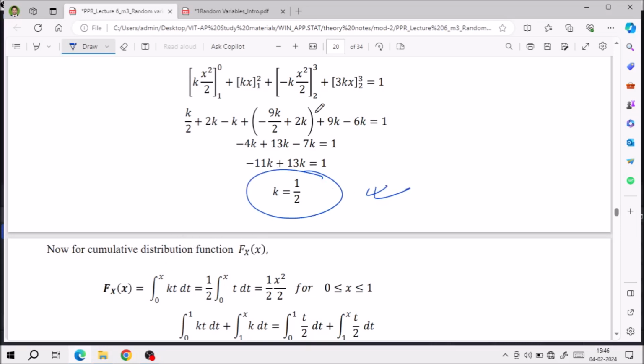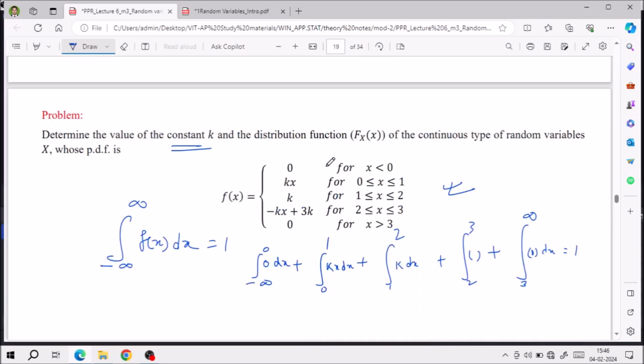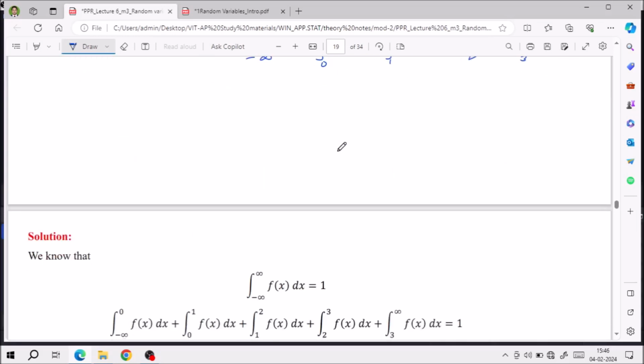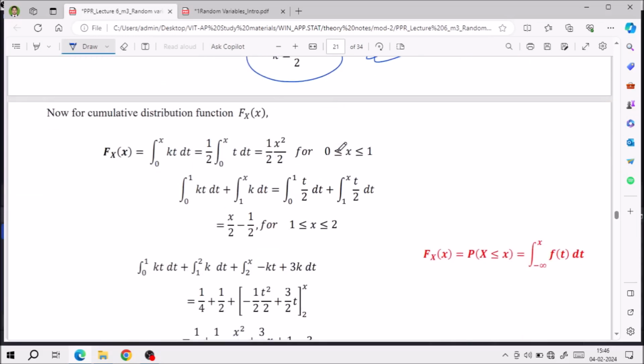See here the process, you can check the integration and finally you will get the k value as half. Ultimately you need to find this f(x), where you put the value k equals half. After that you need to find the distribution function F(x) of capital X. So basically you need to find the cumulative distribution of the continuous random variable capital X. What you need to do is integrate from minus infinity to x f(t) dt.